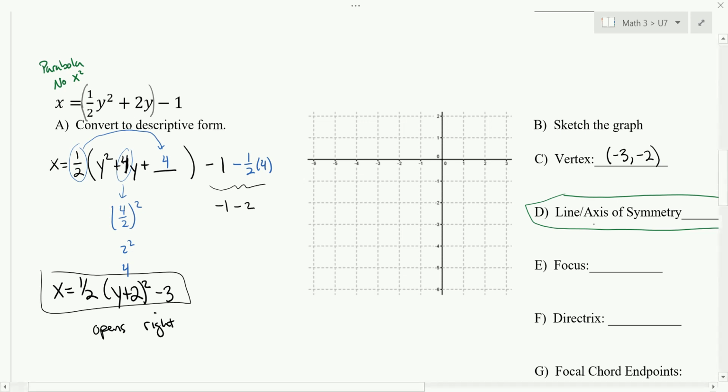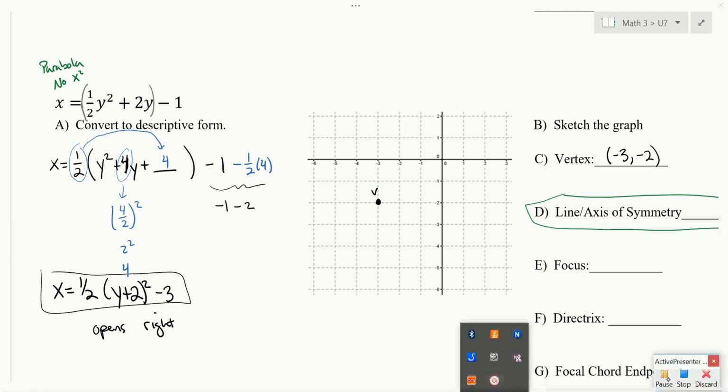Let's wait for the line or axis of symmetry till the end. Let's plot that negative 3, negative 2 though. There's our vertex. We're saying it's opening to the right. So the next point I want is the focus. Go ahead and find that.